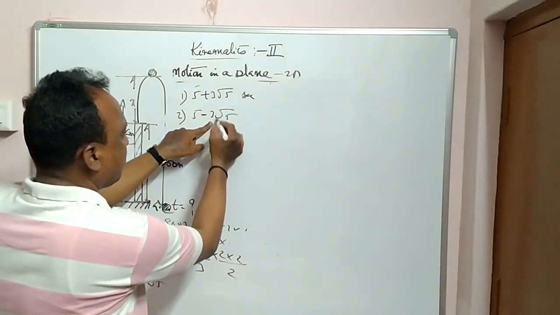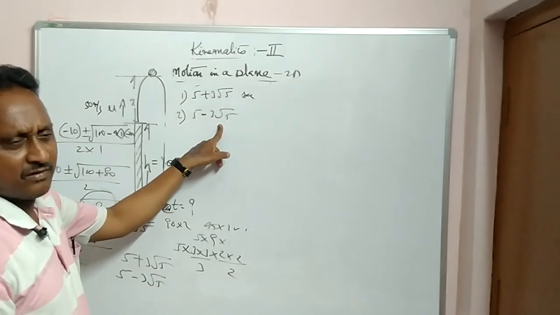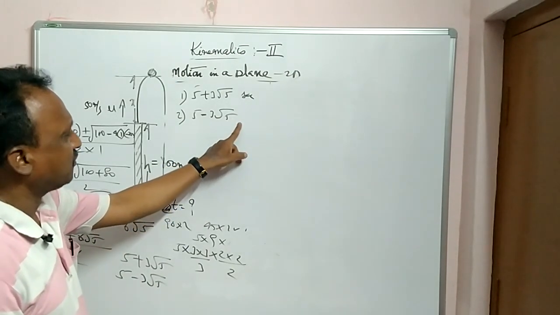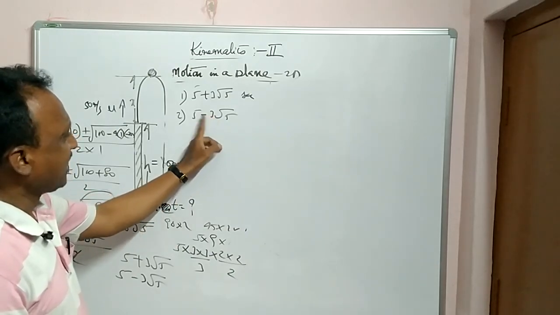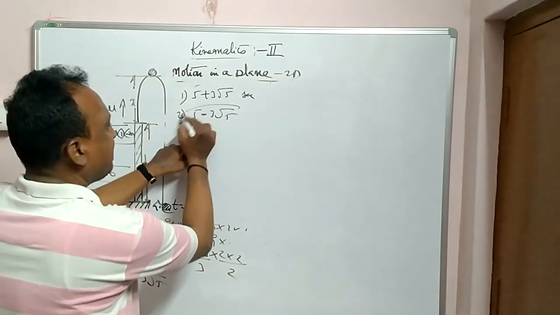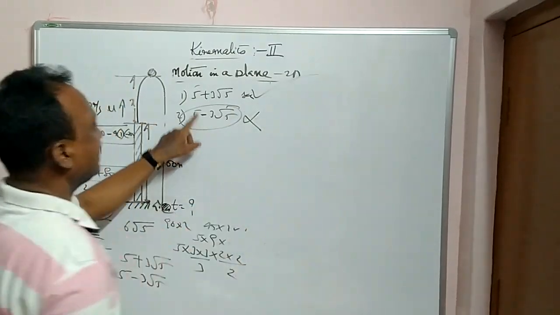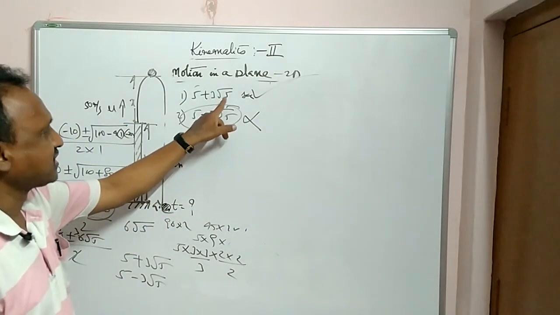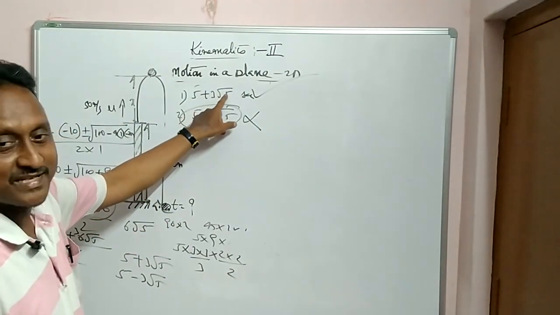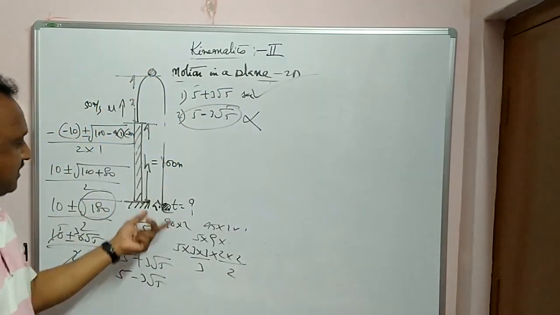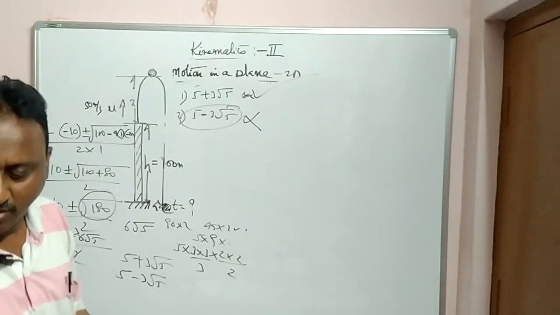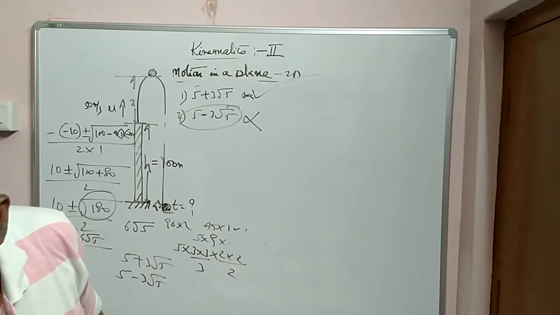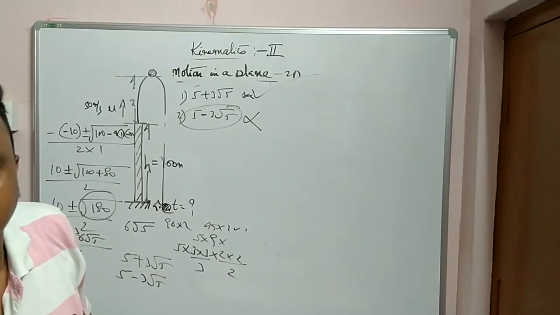If you know the value of root 5, how much will it be? Between 2 and 3. Suppose you take 2, 3 is 6, then it is a negative value here. So this value cannot be considered, and this value can be considered. So the answer is 5 plus 3 root 5 seconds, because time cannot be negative, it will be positive only. The body will reach the ground surface from the top of the tower. Clear? This is how you solve numericals regarding vertically projected bodies from the top of a tower.